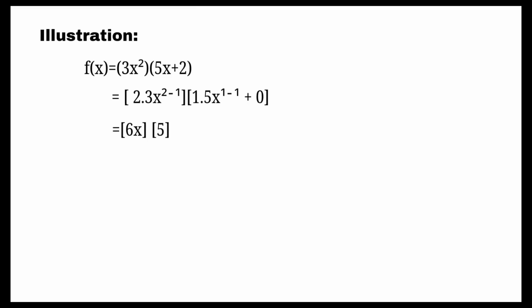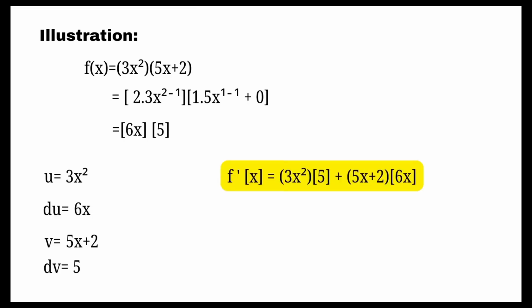Then for our second function, we also use the same process. For 5x + 2, the derivative of 5x is 5, and the derivative of 2, which is a constant, is always equal to 0. So the second derivative gives us 5.